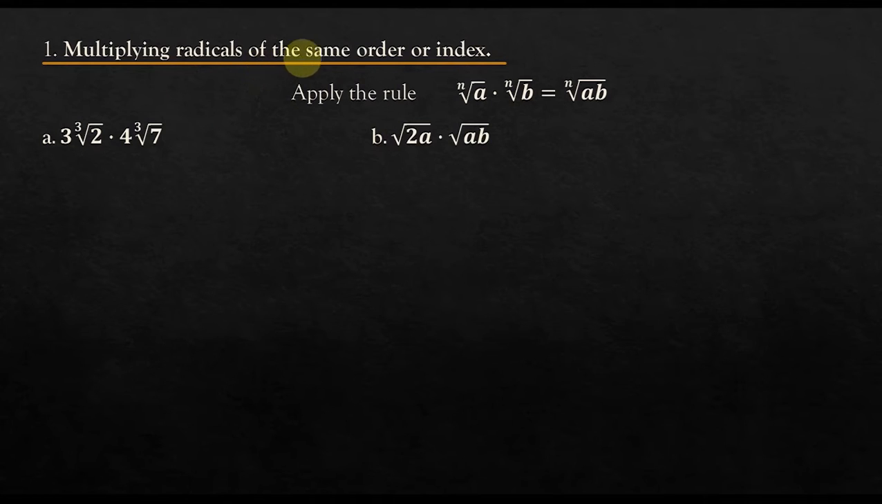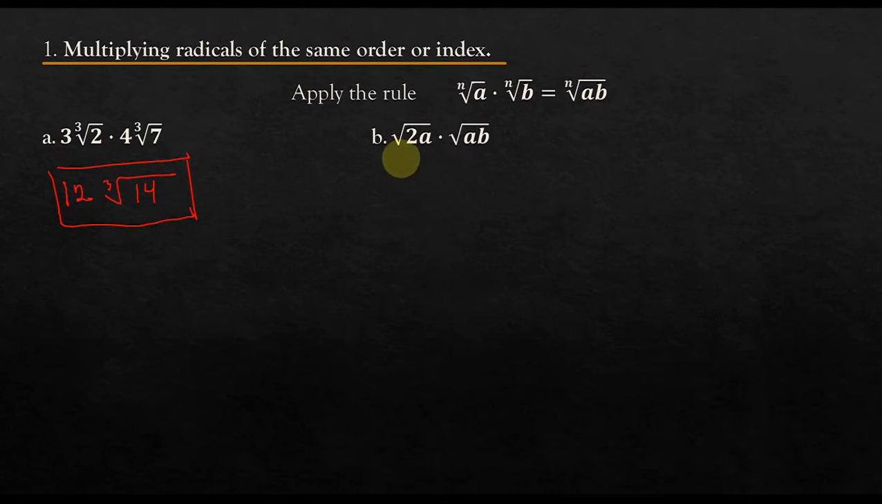Multiplying radicals of the same order or index. Apply the rule nth root of a times nth root of b equals nth root of ab. So we're going to answer letter A. First, we have 3 cube root of 2 times 4 cube root of 7. So you multiply first the coefficients. That will give you 12. And then here, we have the cube root of, multiply the radicand, 2 times 7, that is 14. This is your answer for letter A.